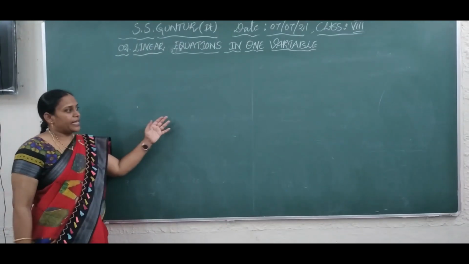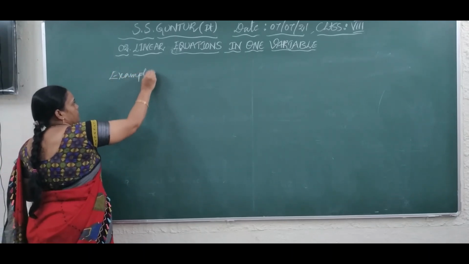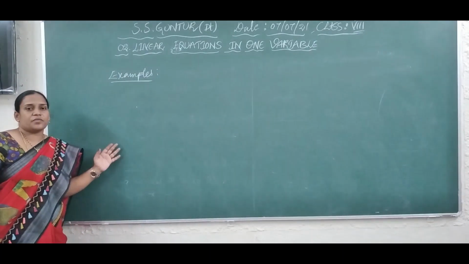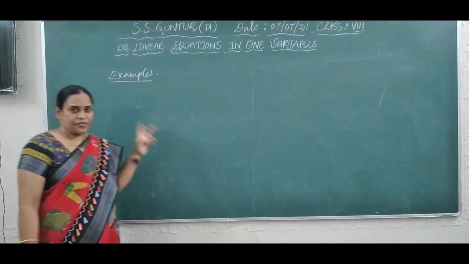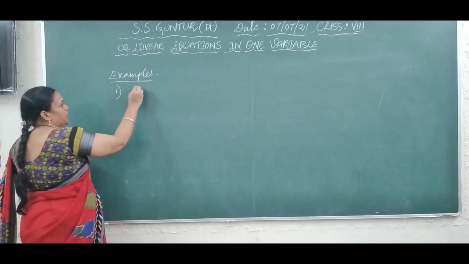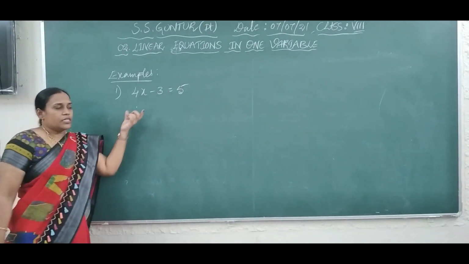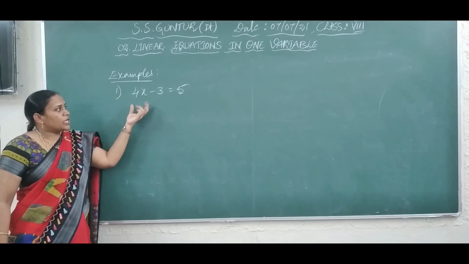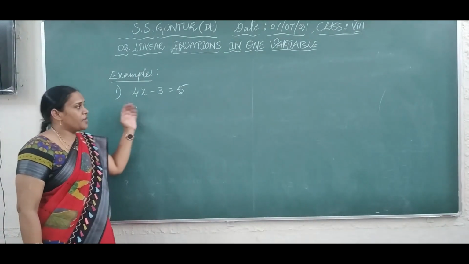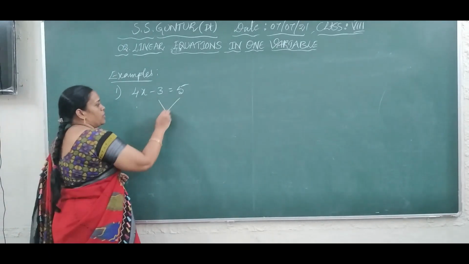Now we have to see the examples. In these examples, you have to find out what is a constant, what is a variable, what are terms, what is an expression, what is an equation, and LHS and RHS. Take one example: 4x minus 3 is equal to 5. See carefully in this example, what are the constants? We already know numbers are constants. Here, what numbers are there? 5 and minus 3. So these two are constants.